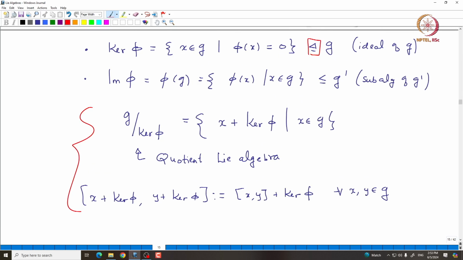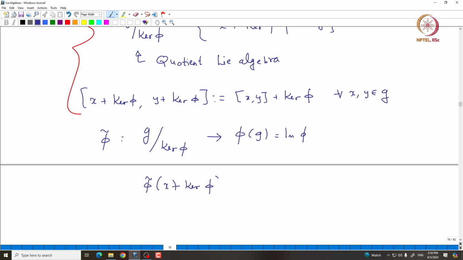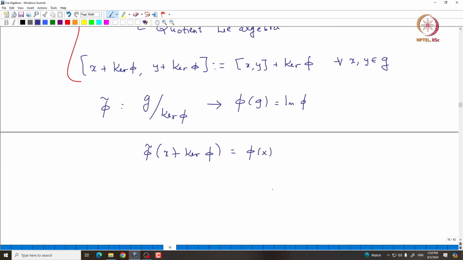Now with this we have the following first isomorphism theorem. With these notations we have this induced map pi tilde which is defined from G modulo kernel pi onto this pi of G, which is the image of pi. The map pi tilde is defined by pi tilde of x plus kernel pi is mapped to pi of x. Now one can easily check this is indeed a bijective map from G modulo kernel pi to pi of G. As a C-linear map it makes sense, and as vector spaces they are isomorphic.